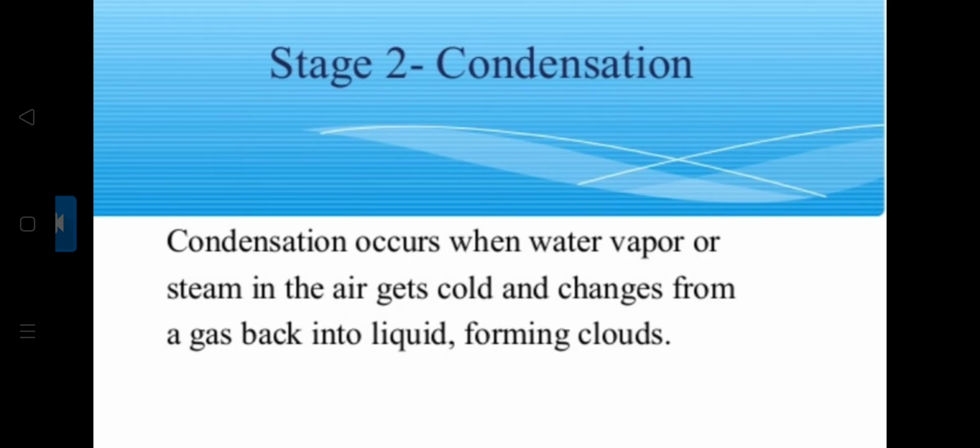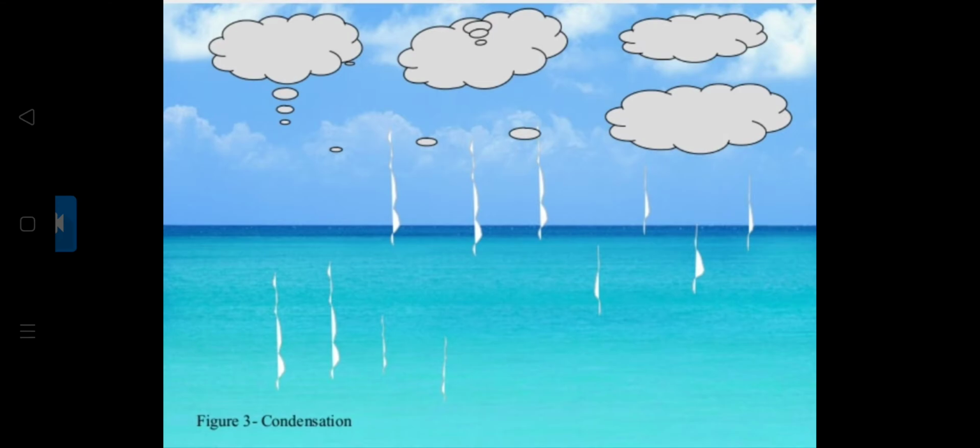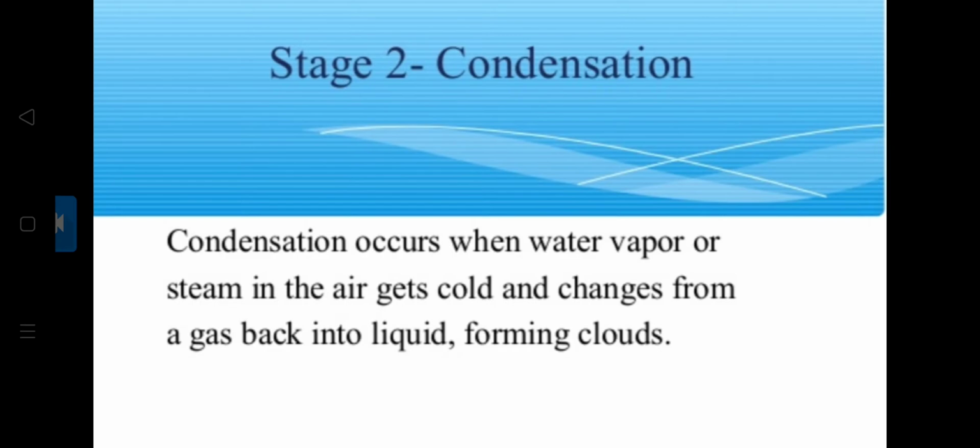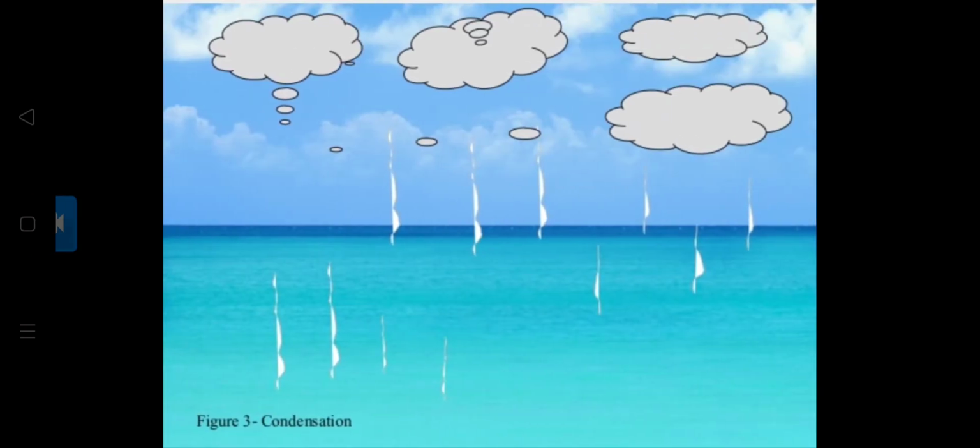Stage 2, condensation. Condensation occurs when water vapor or steam in the air gets cold and changes from a gas back into liquid, forming clouds. So look at the picture and relate to this term. It occurs when the water vapor or steam in the air gets cold and changes from gas back into liquid, forming clouds.